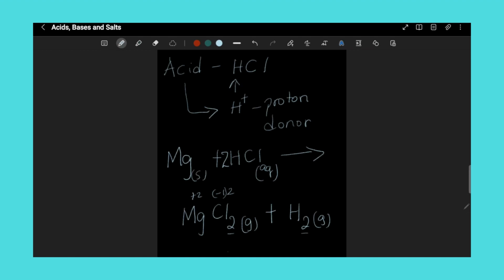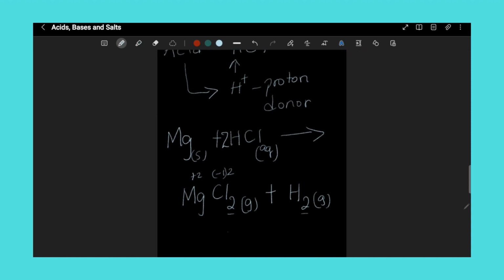All right. Now, what else do we need to know? We need to know what a base is. The base is the total opposite of an acid. We can define a base as a substance that accepts hydrogen ions or protons. An example of a base is sodium hydroxide. It will accept the hydrogen ions that are given off by your acid.